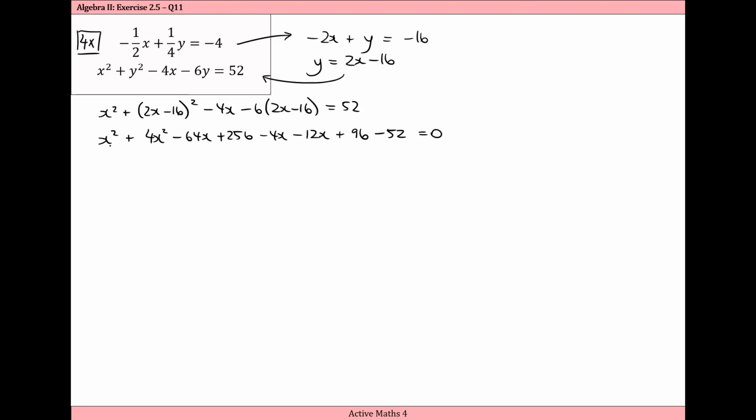So in terms of x squareds, I have an x squared and a 4x squared, and that gives me 5x squared. I have minus 64x minus 4x minus 12x, which is minus 80x. And then I have 256 plus 96 minus 52, which is plus 300, and this is equal to 0. I can factorize this quadratic, or to make it simpler, I can divide across by 5. So I get x squared minus 16x plus 60 equals 0.